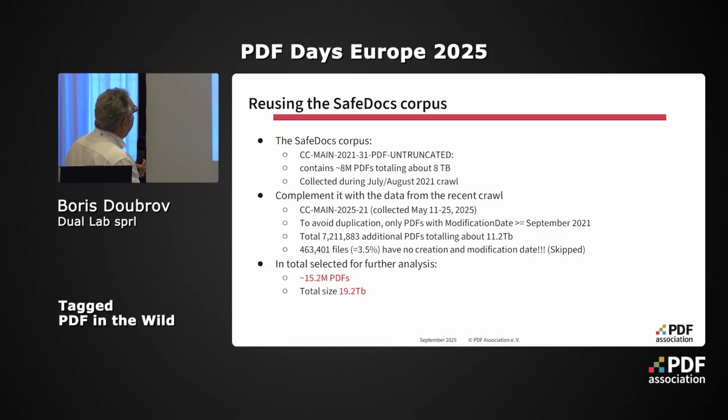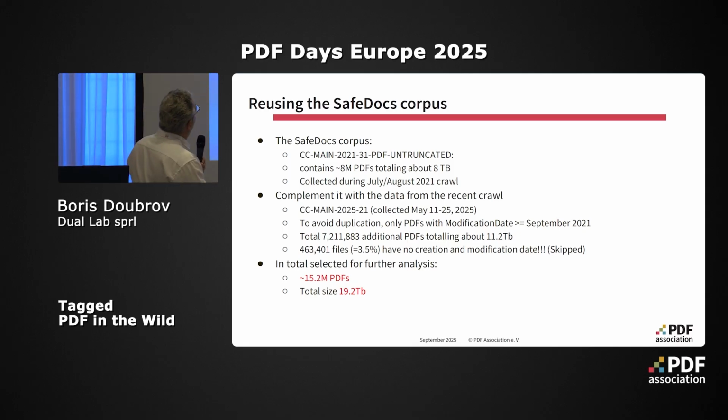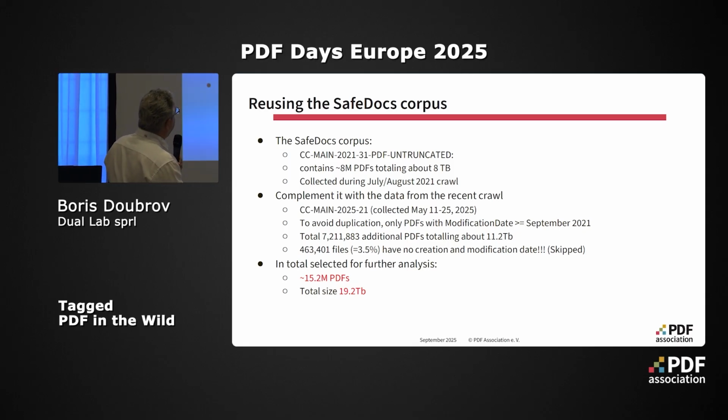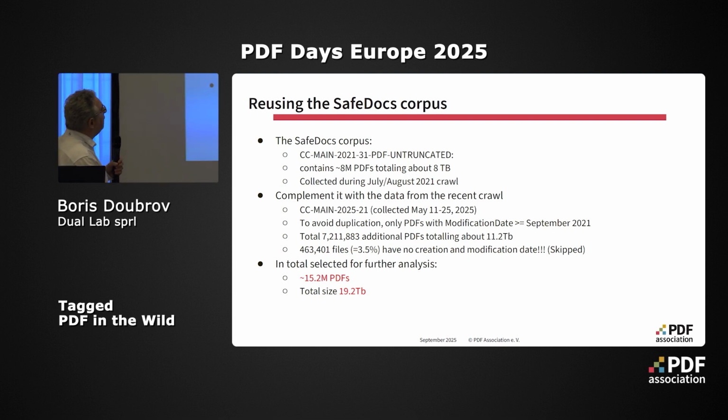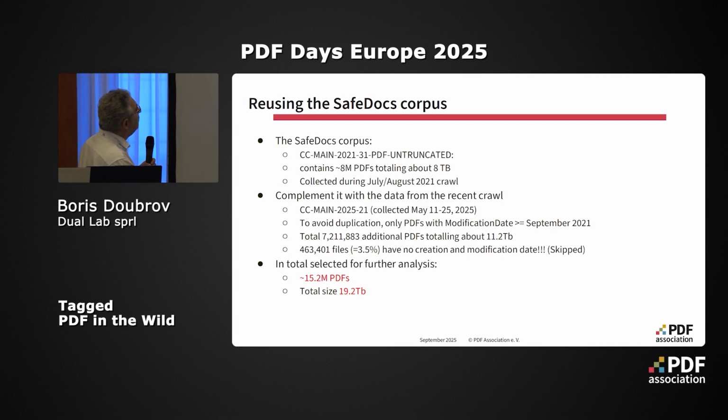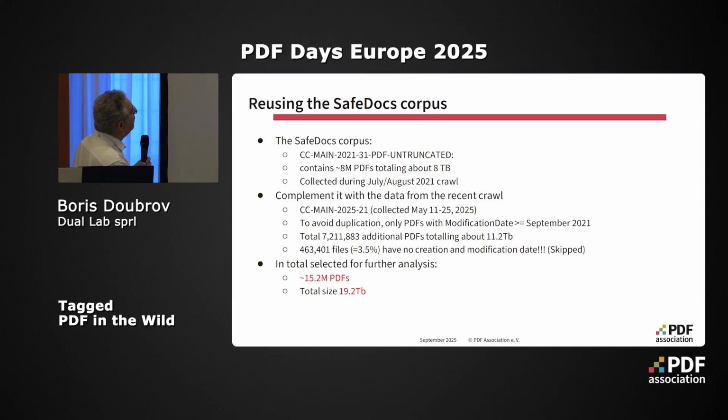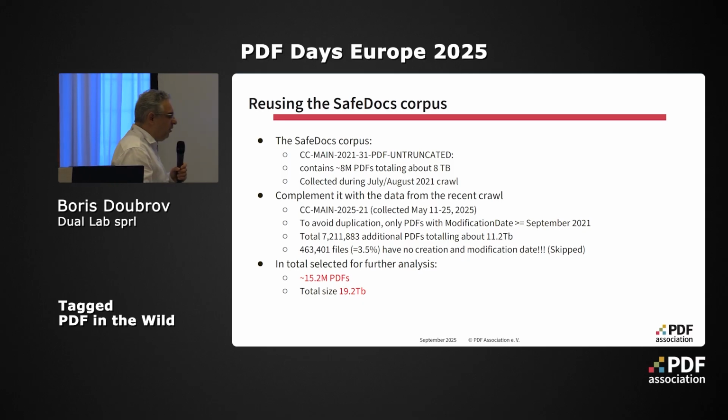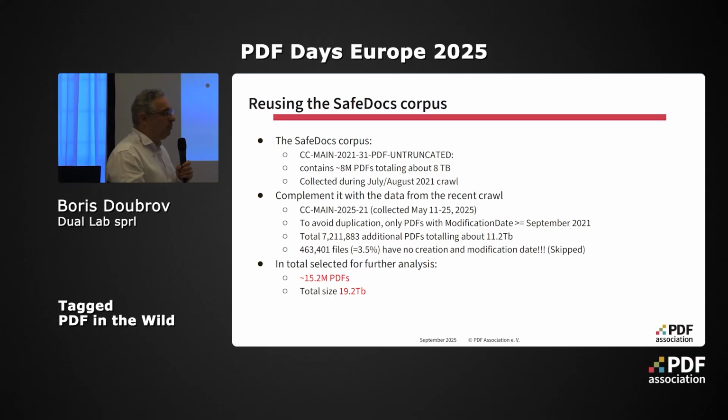Our first attempt was actually to reuse the SafeDocs corpus that was created from a much older crawl from 2021. It contained 8 million PDFs, which they said were untruncated, and they stored all these PDF documents as they are still stored, publicly available.